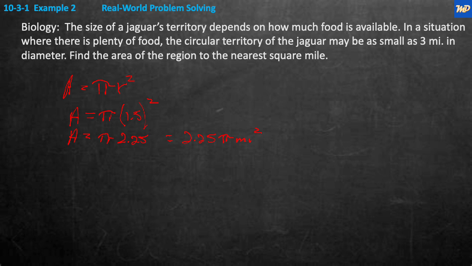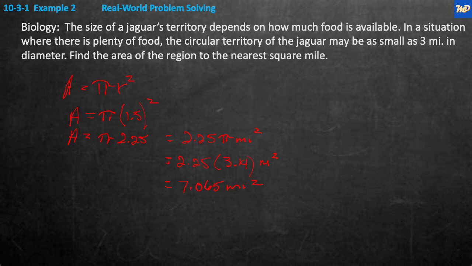Then if we wanted to use the non-accurate version, we'd replace pi, so we would say 2.25 times 3.14, miles square. And 2.25 times 3.14 is 7.065 miles square. Square miles. And to the nearest square mile would be 7.